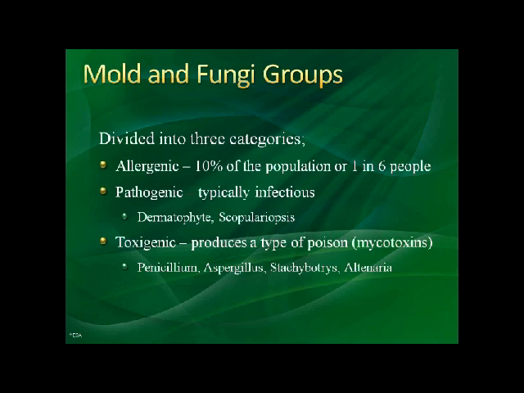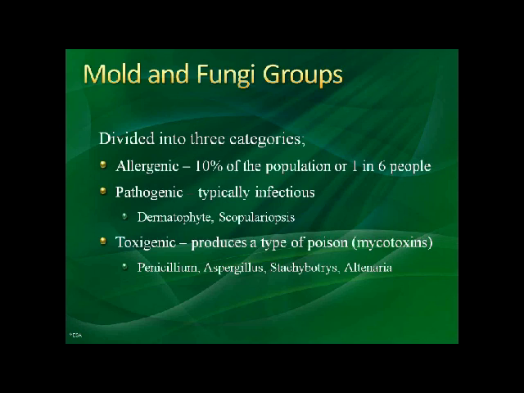So mold and fungi are actually divided into categories, and we'll be talking about this with some of the generalizations of lab reports. There's allergenic. Most of the molds that you'll be testing for are allergenic. About 10% of the population, or 1 in 6 people, have some type of an allergy to mold. Wheezing, coughing, watery eyes. Pathogenic molds are your typically infectious molds. I give you mold definitions here, or mold types: dermatophytes and Scopulariopsis. Dermatophytes are your molds that would be ringworm, fungal nail, athlete's foot.